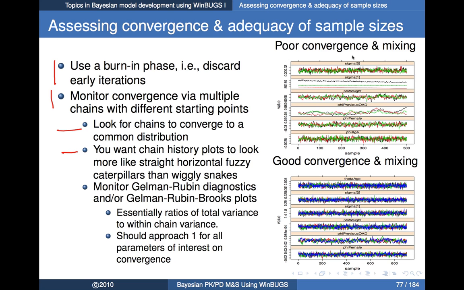The first one is an example of poor convergence in mixing, at least for a couple of the parameters. The most extreme one here is right here for sigma. In this model, notice that we have three chains and all three chains are completely distinct. They're clearly not describing the same distribution. So that's very strong evidence that convergence has not been achieved. Whether or not it ever will be achieved, I can't tell for certain.